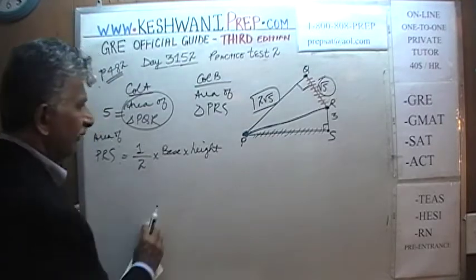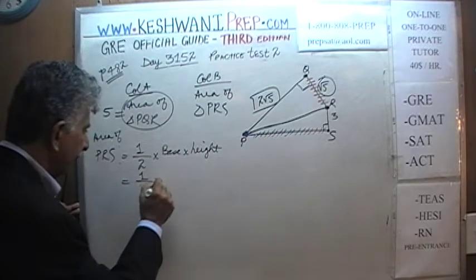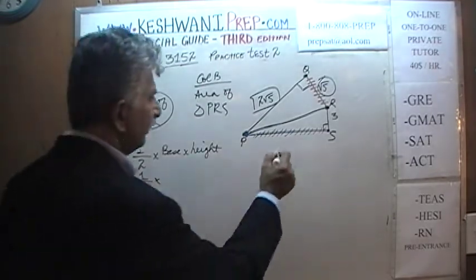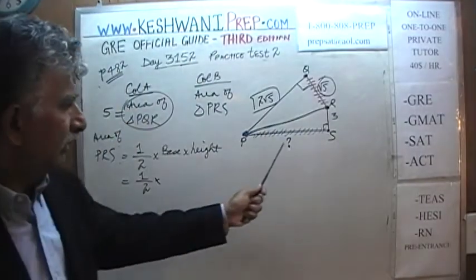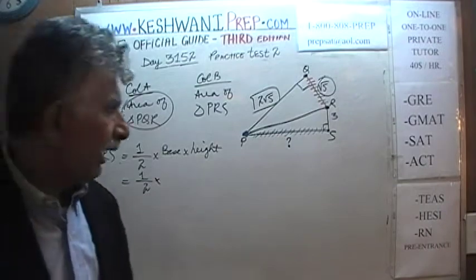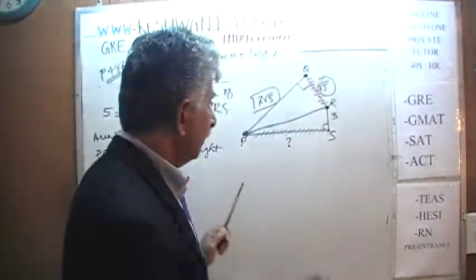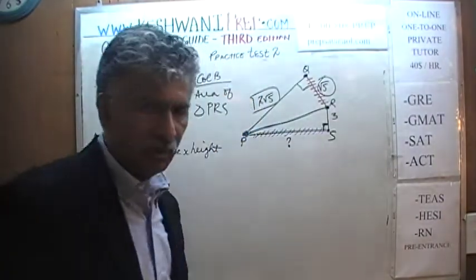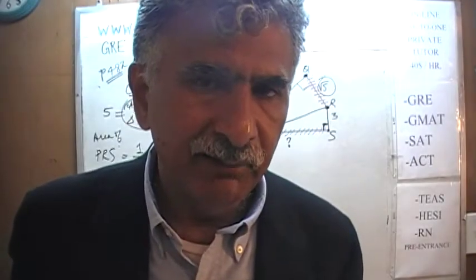Again, 1/2 base times height. The base, we don't know the quantity. We have no idea what this is. How can we figure out the base of this triangle? How can we figure out any side in a given triangle, given the fact it's a right angle? How does one figure out a missing side in a right angle triangle?